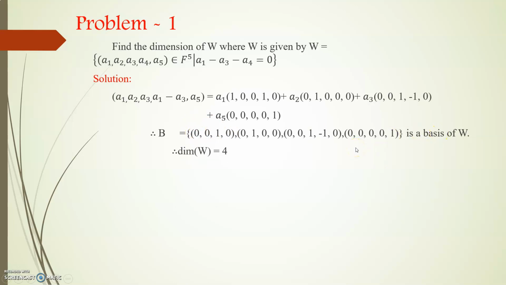Now what is the dimension? The number of basis vectors is called the dimension. So this is one dimension, this is another, this is another, and this is another. Here 4 elements are present. The number of elements in the basis is called the dimension, so the dimension is 4. Next we see the next problem.